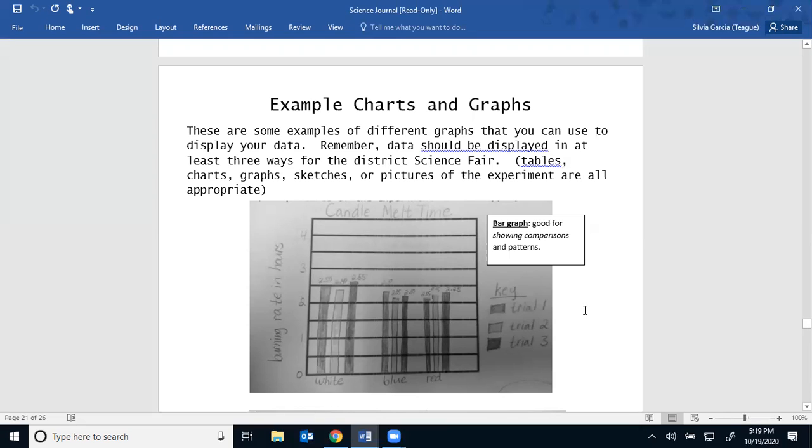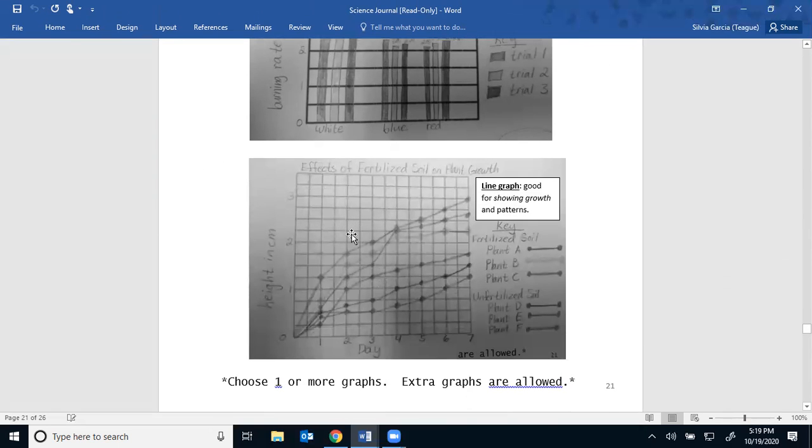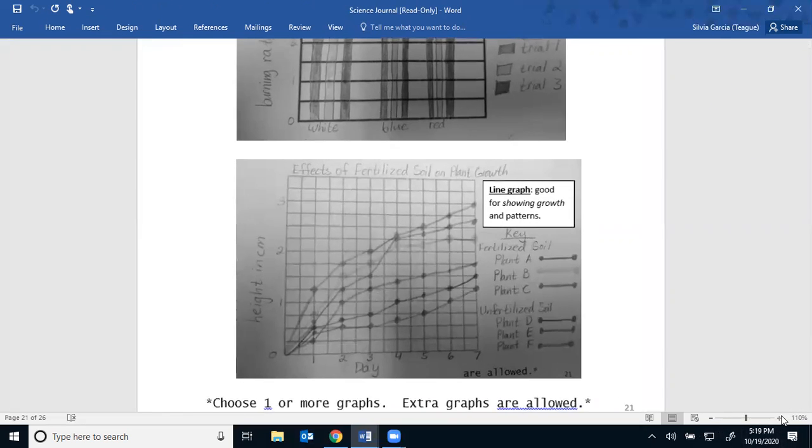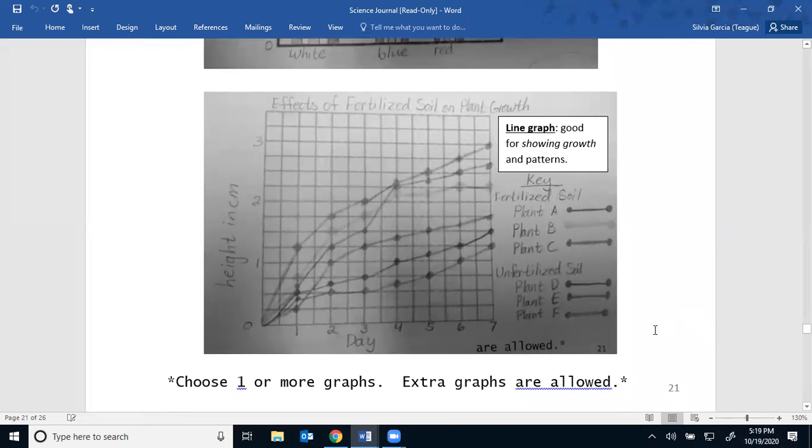A bar graph is very good for comparisons. It's very good for patterns. You want to color code it with your markers and label them. Always have a title as well. That's very important. Something else you can do is, and let me make this a little bit bigger for you, you can do a line graph. Now, line graphs look very fancy, and they're good for showing growth and for showing pattern, but you've got to make sure that you label it, label the height, how many days you observed it, give it the title, color code it. That's going to be very important as well.